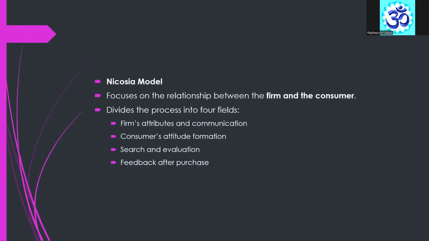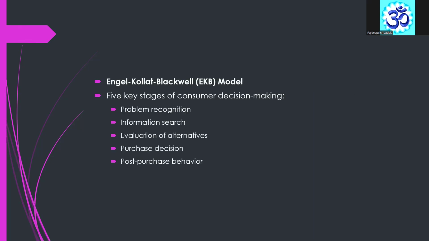Then comes the Nicosia model, which focuses on the relationship between the firm and the consumer and divides the process into four fields. First is the firm's attributes and communication. Second one is the consumer's attitude formation. Third one is search and evaluation. And fourth one is feedback after purchase.